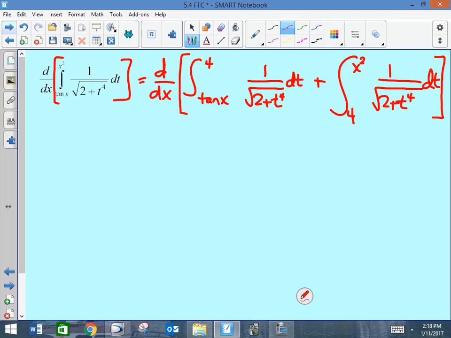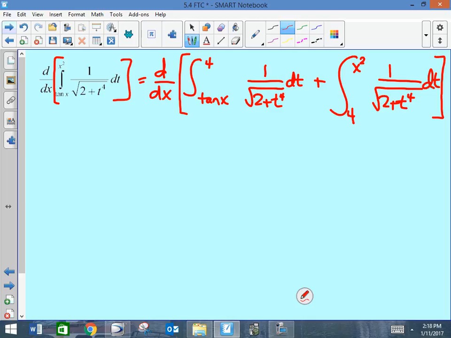Now that 4 can be anything, it doesn't matter. You don't even have to think, well, is 4 in between tangent of x and x squared? Yes. It doesn't even matter. It will be. And these brackets are just remembering that we have the derivative. Don't forget that we're doing the derivative. This is where it gets kind of weird. Now, remember the derivative of a sum is the sum of derivatives. So now we're going to take this derivative.